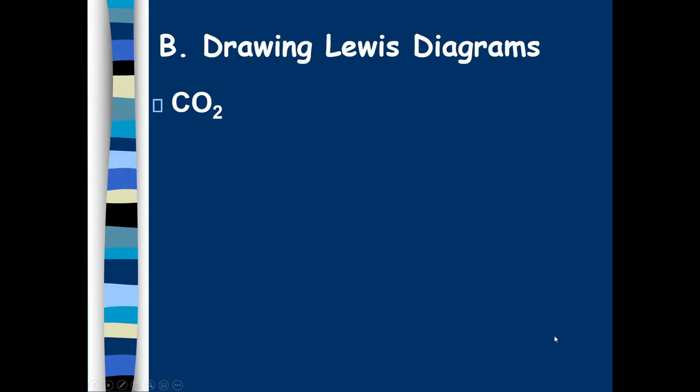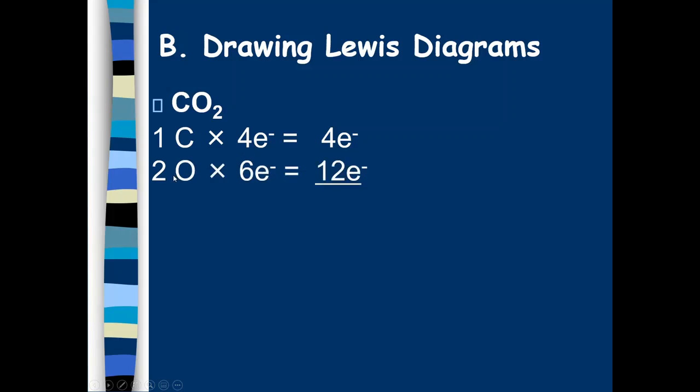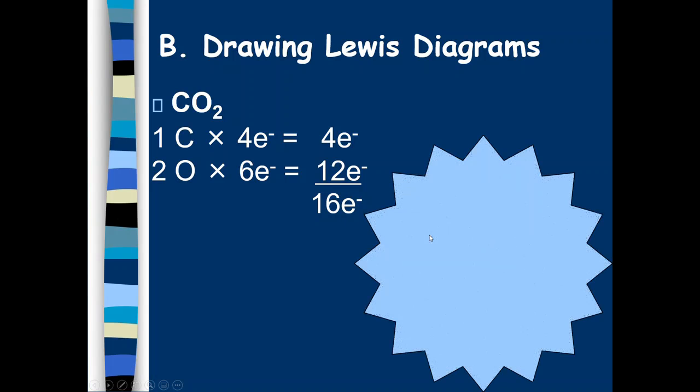So let's follow our 5-step process for drawing a Lewis diagram for a molecule that has a double bond. Step 1 is to find the total number of valence electrons in the molecule. Carbon dioxide has 1 carbon atom, which has 4 valence electrons, and 2 oxygen atoms, which each have 6 valence electrons. So the whole molecule overall has 16 valence electrons.